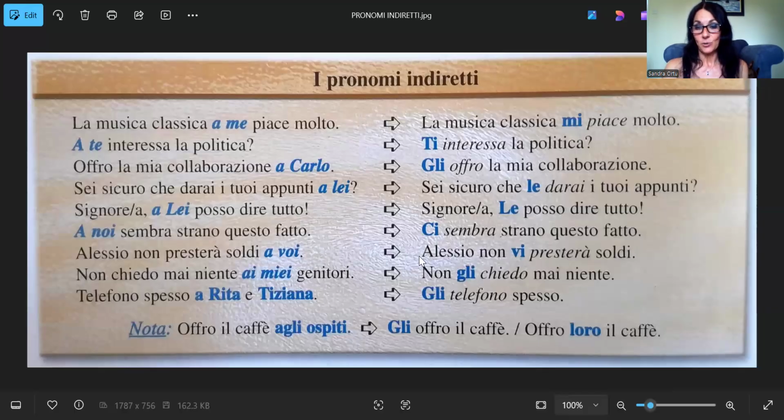Alessio non vi presterà soldi. Alessio is not going to lend you any money because he never does. He never lends money to anyone. So he's not going to lend you any money.